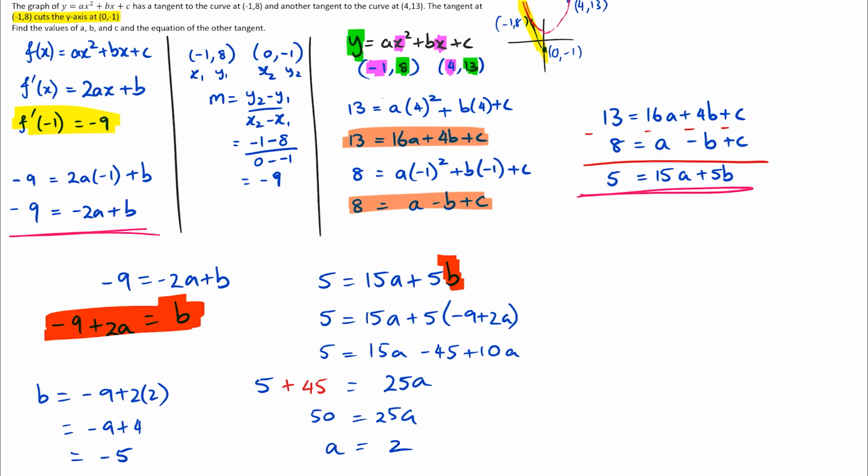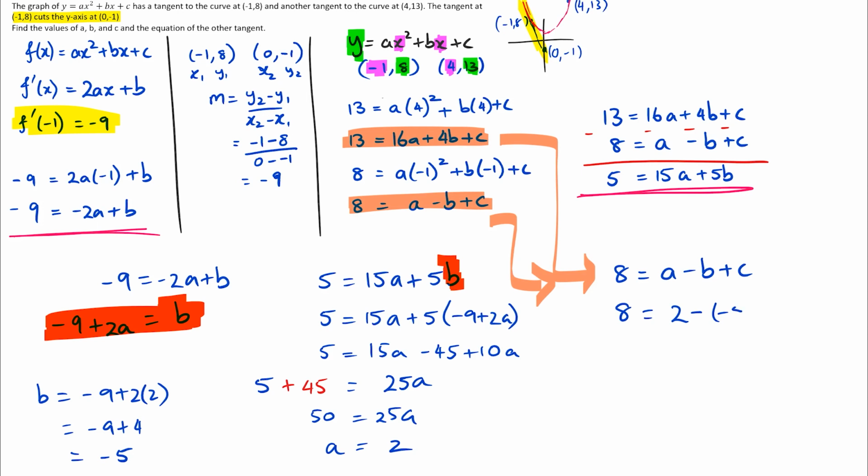Then we need to figure out what c is, and I'm going to use one of these equations. So I'm going to go 8 equals a minus b plus c. I could use either one, this equation or this equation. I'm just using the one that's simpler to go with. So a is 2 minus -5 and plus c. So what we've got is 8 equals 7 plus c, which gives us c is equal to 1.